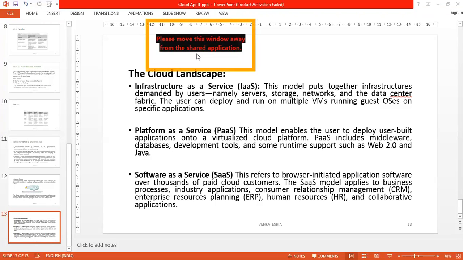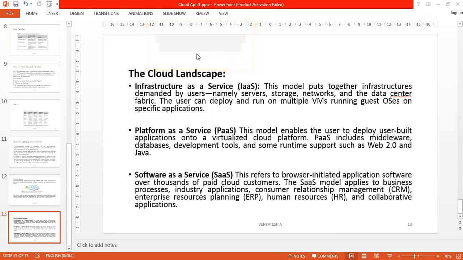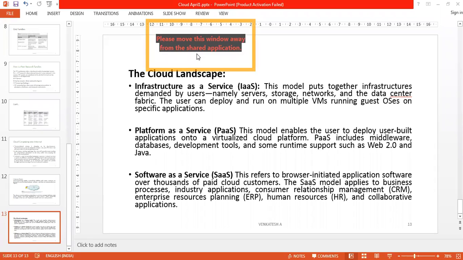The next service is platform, that is PaaS, platform as a service. So this model enables the user to deploy user-built applications onto a virtualized cloud platform. That means being a developer or a user, you can develop your own applications. And when you want to test run it, you can go for cloud-based platforms. And we call such a service platform as a service.